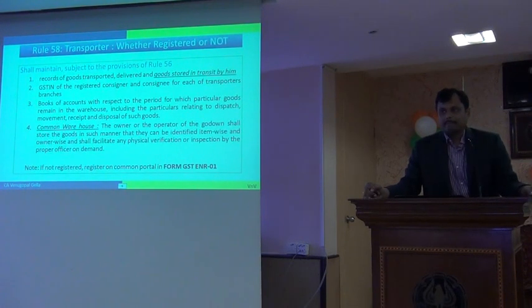There is one question. In case of works contract, there will be 100 different kinds of materials we will be using. Do we need to keep track of the record of each and every item which is being used?